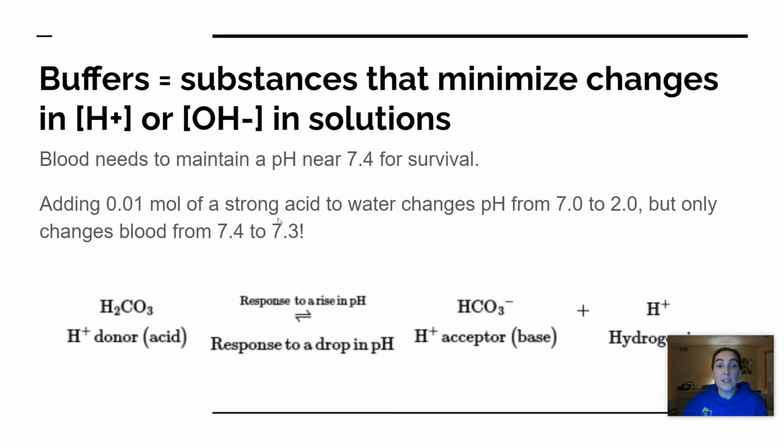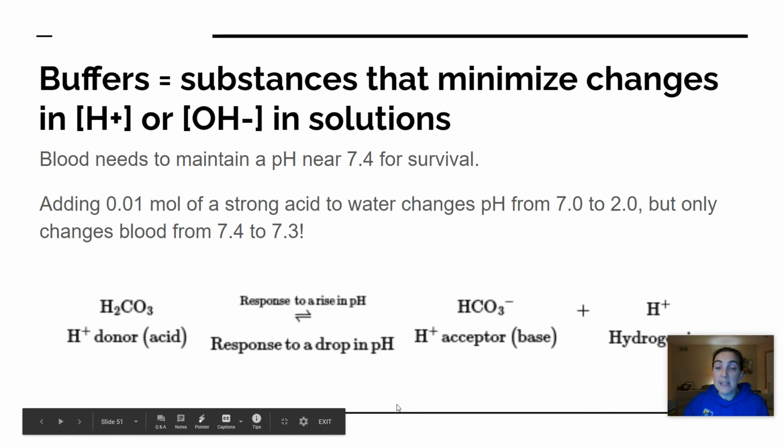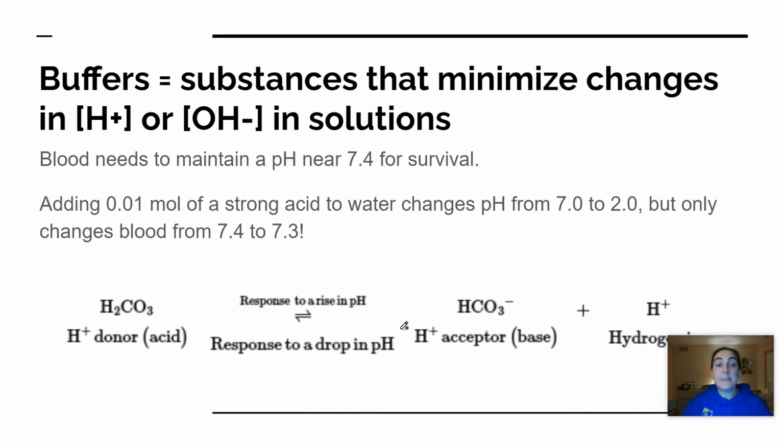But if you add that strong acid to blood, it only changes from 7.4 to 7.3 because of the buffers that we have. And the chemical equation that you see here gives you an example of how those buffers work. This is showing how this molecule, H2CO3, acts as a buffer, and it can exist in these two forms, either as H2CO3, which is neutral, or as HCO3-, which is its ionized form, and there's that extra hydrogen ion.